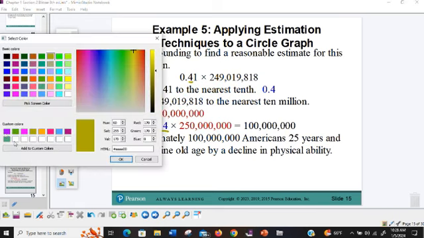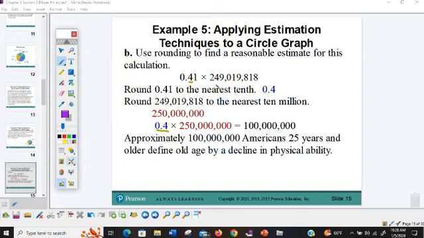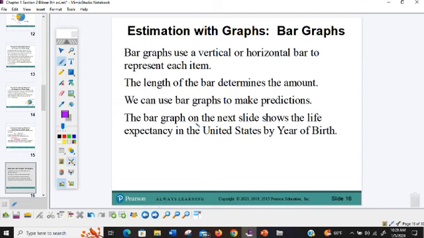Now the next thing we want to do is look at that total, the population. What if we wanted to round here, to the 10 million? If you look at the next number on the right, you add 1 and turn the rest to zeros. So we've got 250 million. Now this is much easier to multiply quickly than to multiply the exact numbers, especially if you didn't have a calculator. So this would be 100 million. The approximate answer would be 100 million Americans 25 years and older define old age by a decline in physical ability.